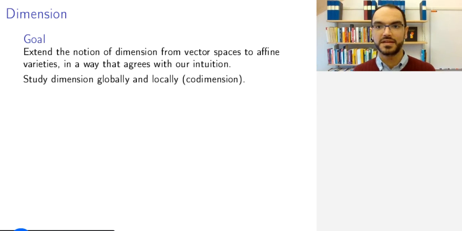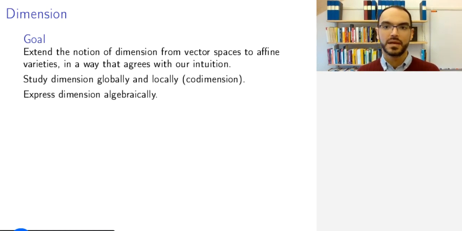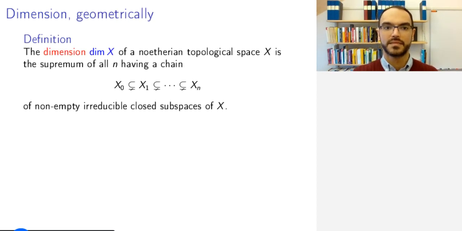And we will study dimension globally and also locally by defining what it means that something has codimension n. Also, we will express dimension algebraically too, to, as always, view our objects from two sides, one algebraic side as rings and one geometric side as affine varieties. So let us go into the definition.